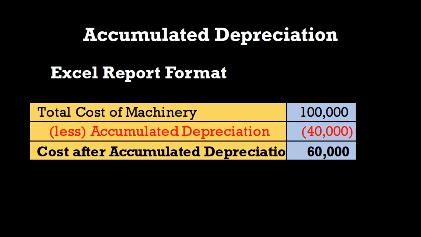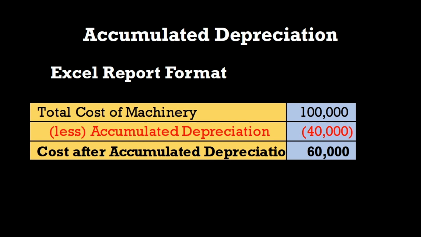Total cost of machinery we purchased, how much? 100,000. So accumulated depreciation, how much will it come? 40,000. The cost after the accumulated depreciation is 60,000. So that means the 60,000 is the current value of the machinery. Current value of the machinery amount, how much? 60,000, because for the 4 years we used it, we already deducted the depreciation. Depreciation is deducting the asset value.